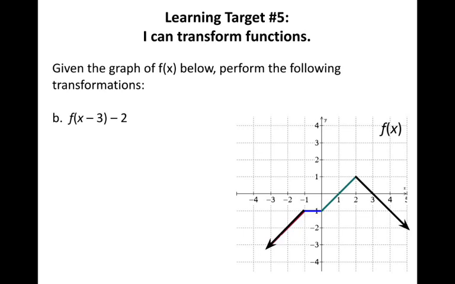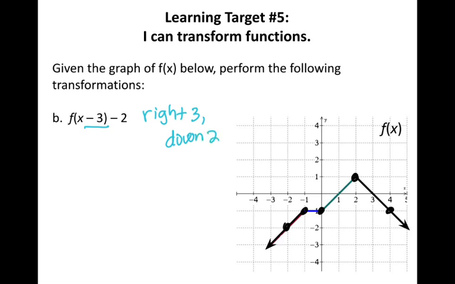For this one I'm not actually going to make a table. And here is why. Because there is no stretch or compression. So if I look at my transformations, I am moving to the right 3 and down 2.